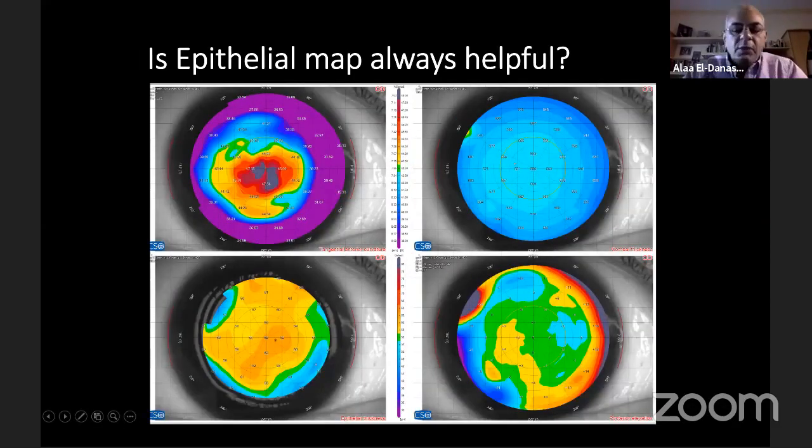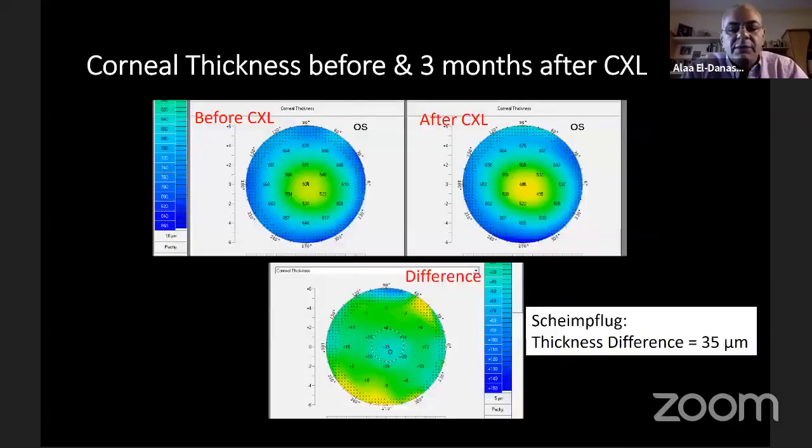And I'm sure with more experience, we are learning every day, and we're going to make more use of the epithelial maps. Now the fourth parameter is the thickness. Now the corneal thickness: keratoconus is a degeneration where the first thing that happens is that the cornea gets thinner. So measuring the thickness is extremely important if you're dealing with keratoconus patients.